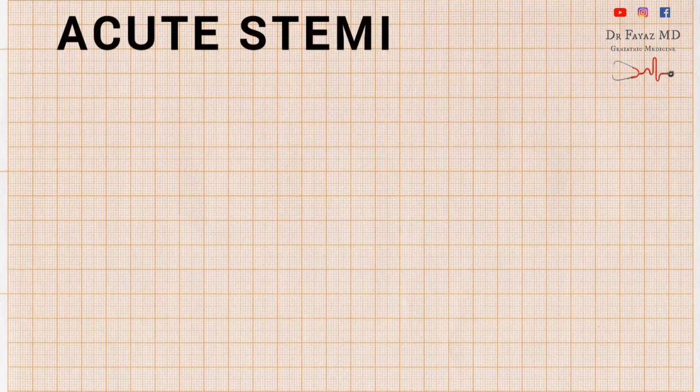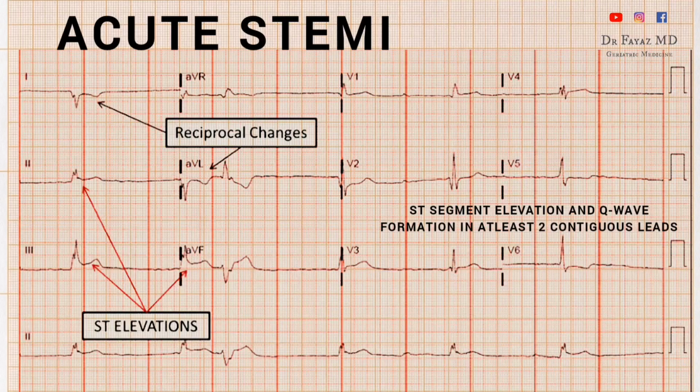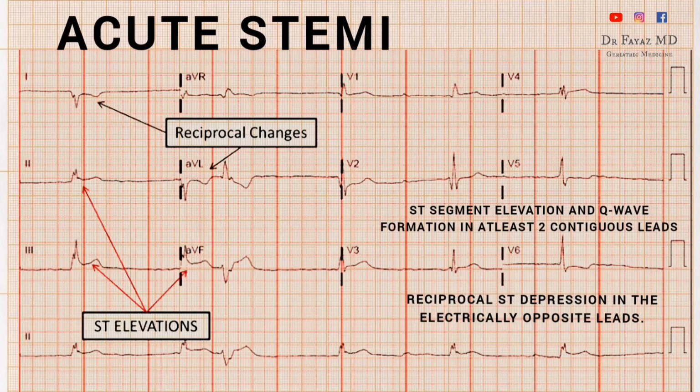Of course, number one is acute ST elevation myocardial infarction. So here we have ST segment elevation and Q wave formation in at least two contiguous leads with reciprocal ST depression in the electrically opposite leads. We'll see more about this STEMI ECG in our next video.